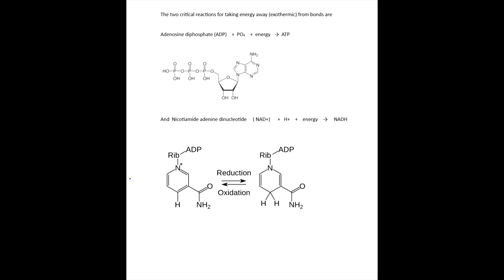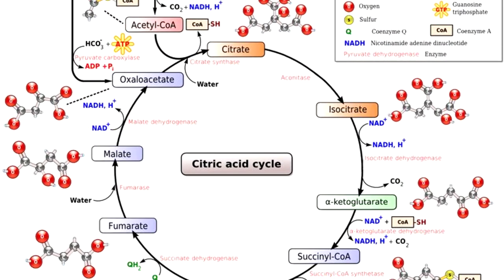The difference between the burning of methane bubbles or of a candle is the removal of energy in the cell from glucose in a controlled manner. Two critical reactions take energy away from the bonds. One is adenosine diphosphate, ADP, plus phosphate ion, plus energy goes to ATP. And nicotinamide adenine dinucleotide, or NAD plus, plus H plus, and energy yields NADH. Each of these molecules, ATP and NADH, is similar to a battery used to power the rest of the cell.